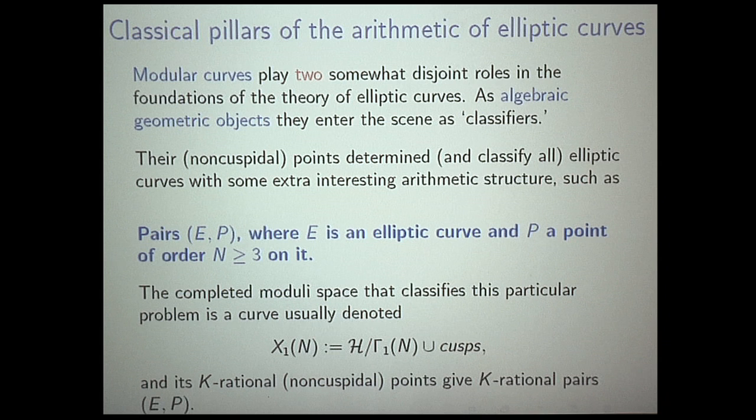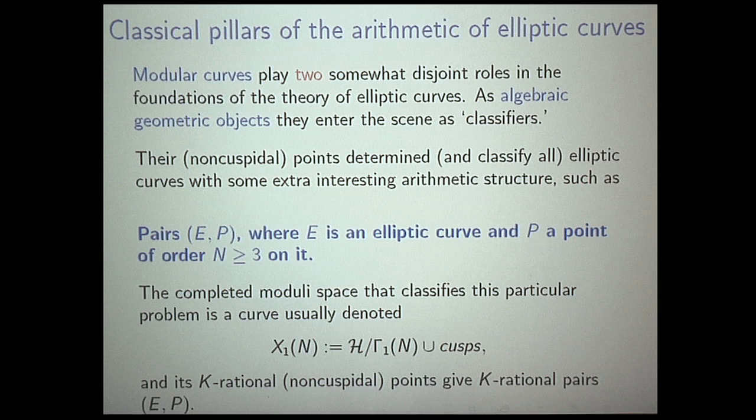Modular curves. Now, whatever they are, they seem to play two somewhat disjoint roles in the foundation of the theory of elliptic curves. So they're algebraic curves. They're algebraic geometric objects. The ones of interest are actually defined over Q. But they're of interest as well over the complex numbers or over any field, really. Okay? And they enter the scene as classifiers. They're moduli spaces. They tell you the parameters of a certain structure.